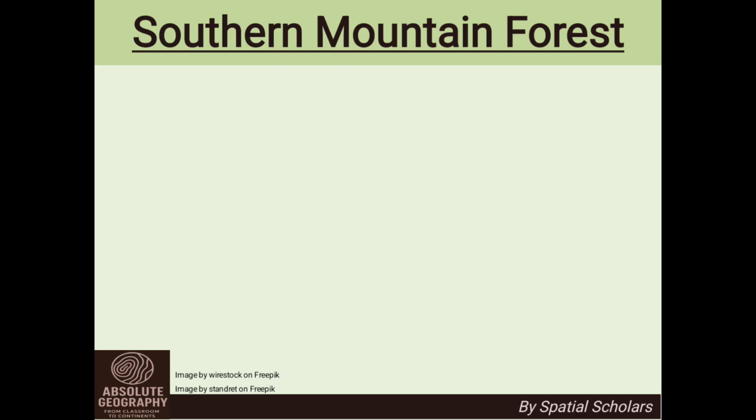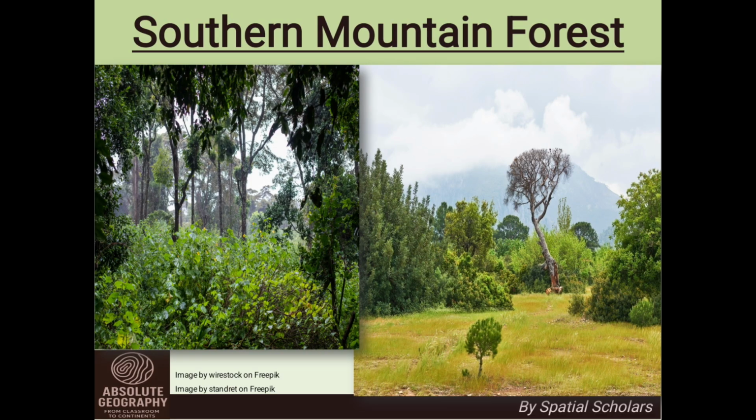Then the southern montane forest, they are found in the high altitudes of the Western Ghats, the Nilgiri Hills and the Annamalai ranges. Although they cover a smaller area compared to the Himalayas, they are extremely rich in biodiversity. In lower slopes up to 1500 meters, subtropical evergreen forests are found. Magnolia, laurel, cinnamon, oak are common trees.